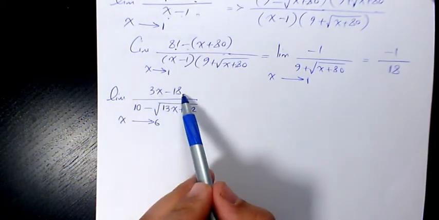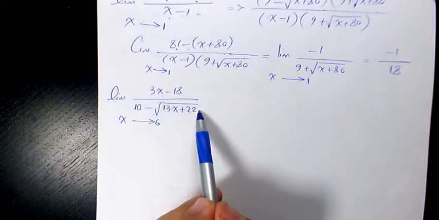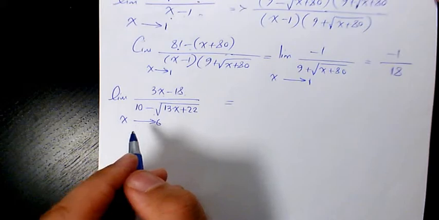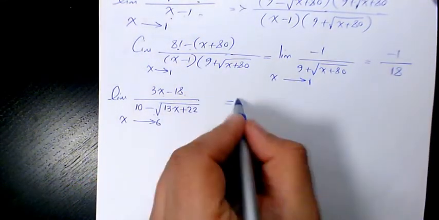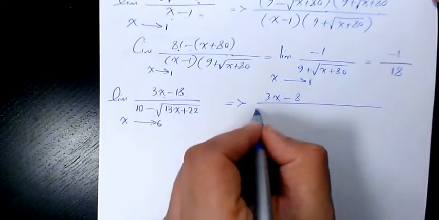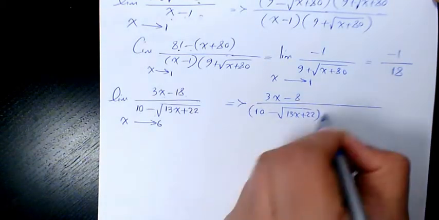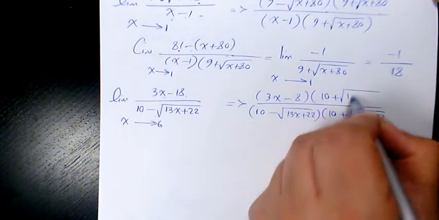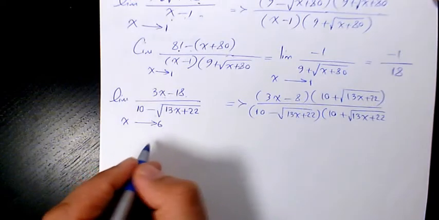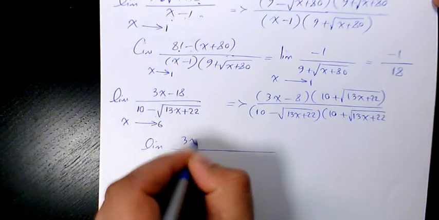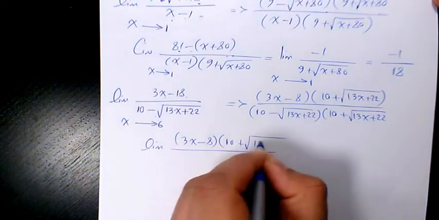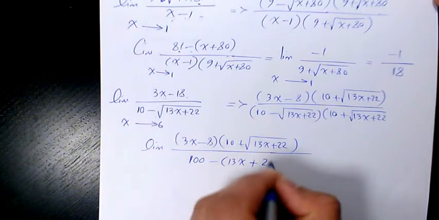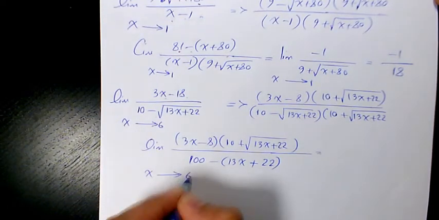Then we have the limit of 3x minus 18 over 10 minus square root of 13x plus 22 when x is approaching 6. So when you sub it in there is going to be 0 over 0, and we have to basically multiply it by the conjugate of the denominator. So that will be the limit of 3x minus 8, 10 plus square root of 13x plus 22 over 100 minus 13x plus 22, when x is approaching 6.